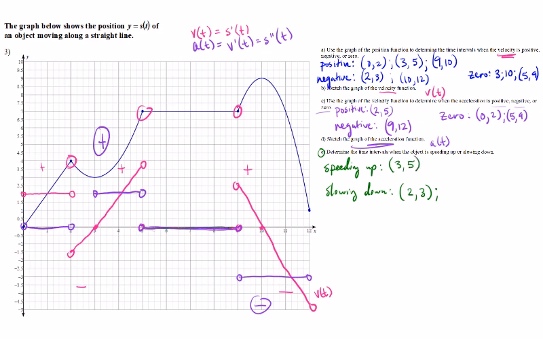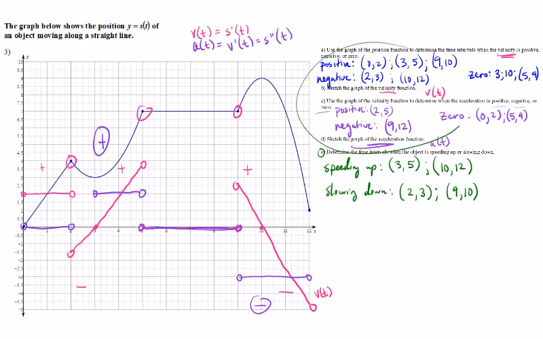Here it's neutral, right? It's neither speeding up nor slowing down. And then here it's going towards 0 from 9 to 10, so that would be slowing down, right? Because it's going towards 0. Then after 10, it goes away from 0, right? Even though it's in the negative direction, it's going away from 0, so that means it's speeding up. So from 10 to 12. All right, so those are the intervals.